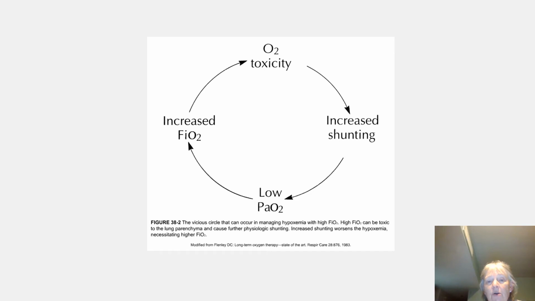And just to show you, this is how we get hypoxia from having too much oxygen. There you see it: increased FiO2, little O2 toxicity, more shunting. We have a low PaO2. Because the PaO2 is too low, we're going to increase the FiO2. We increase the FiO2, we increase the amount of O2 toxicity, and round the circle goes.